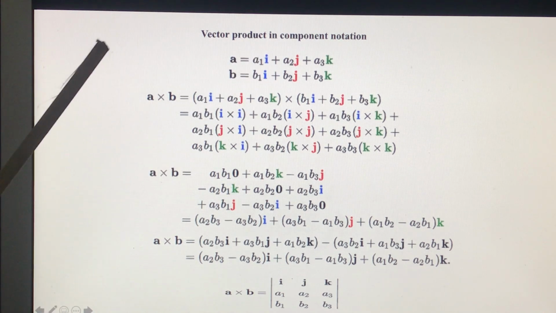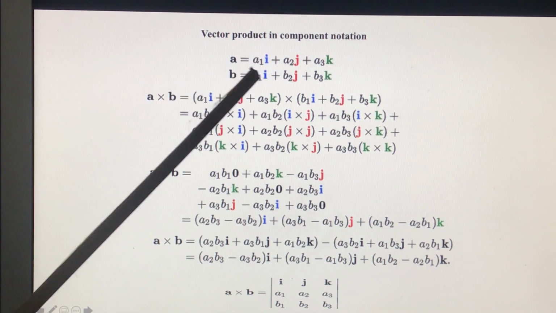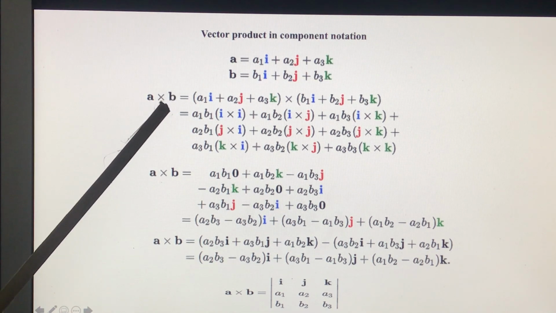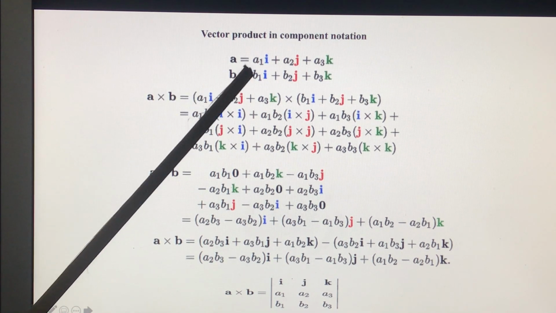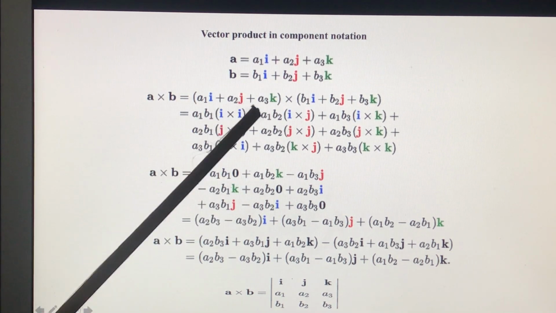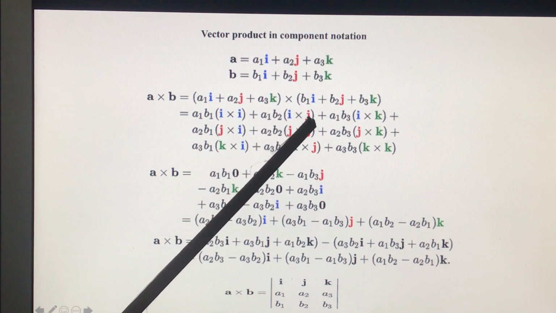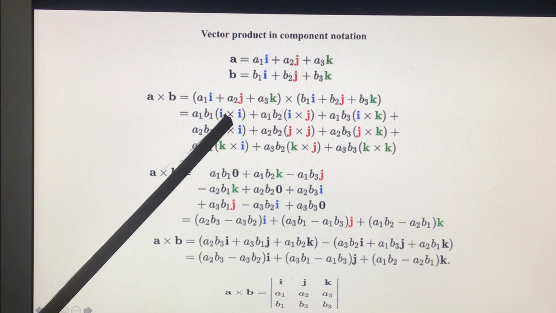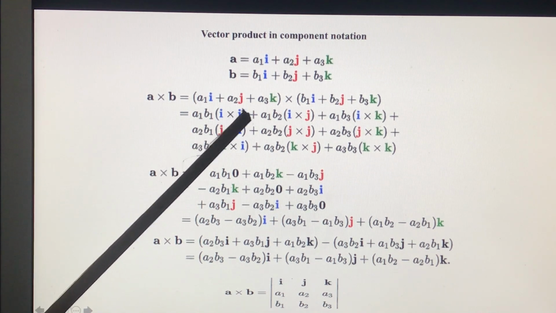Similarly, we can have B1, B2 and B3. Okay, so if we take the cross product between two vectors, we have to cross this vector with this vector. As you can see, the first term is I cross I, then the second term I cross J, the third term I cross K.